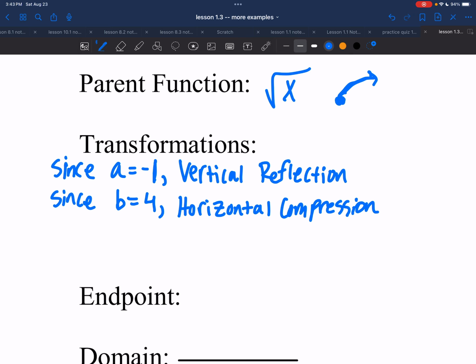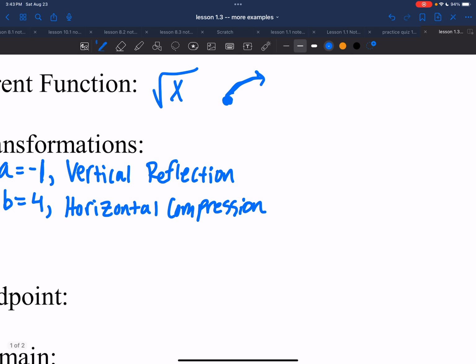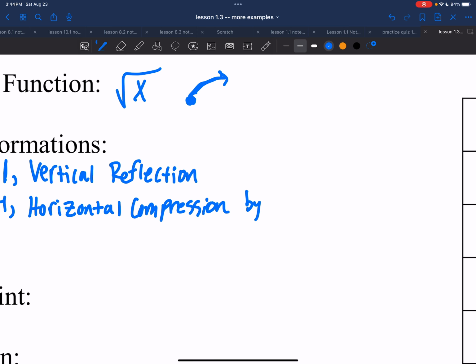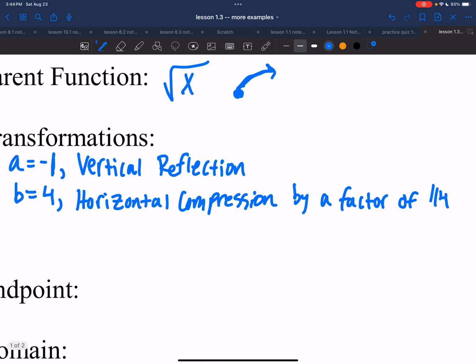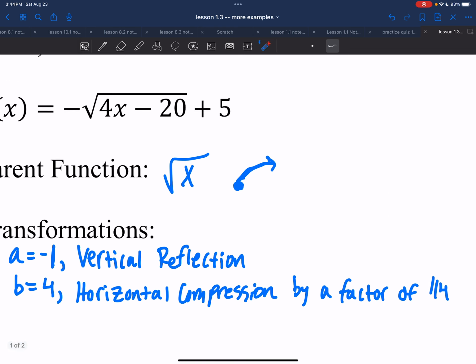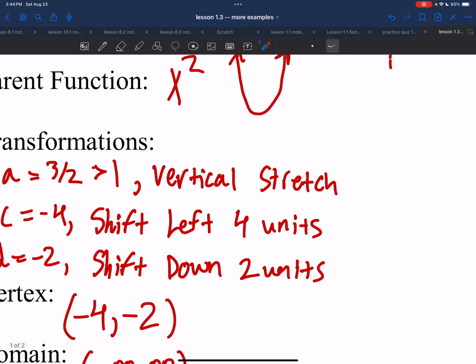And by the way, if I wanted to be particular, the full sentence would say horizontal compression by a factor of 1/4. Now, to explain that, this says 4, this says 1/4. Mr. Spake, what gives? If you describe something as a compression, then it's being compressed by a fraction or divided. Now, I know it looks like multiplication, because it's 4 times x, but that's just how that works.